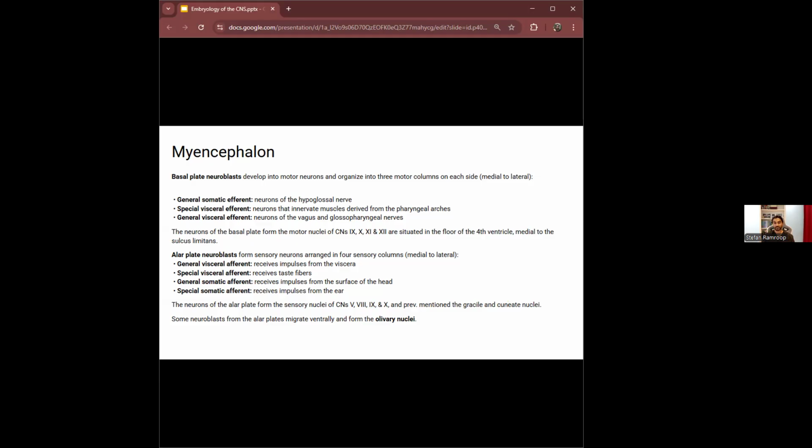Then you have your general somatic afferent column, which handles tactile and pain sensations from the head and neck, and forms part of the spinal and principal trigeminal nuclei. And finally, you have your special somatic afferent column, which receives input from the vestibular and cochlear systems, forming here the vestibular and cochlear nuclei of cranial nerve eight.